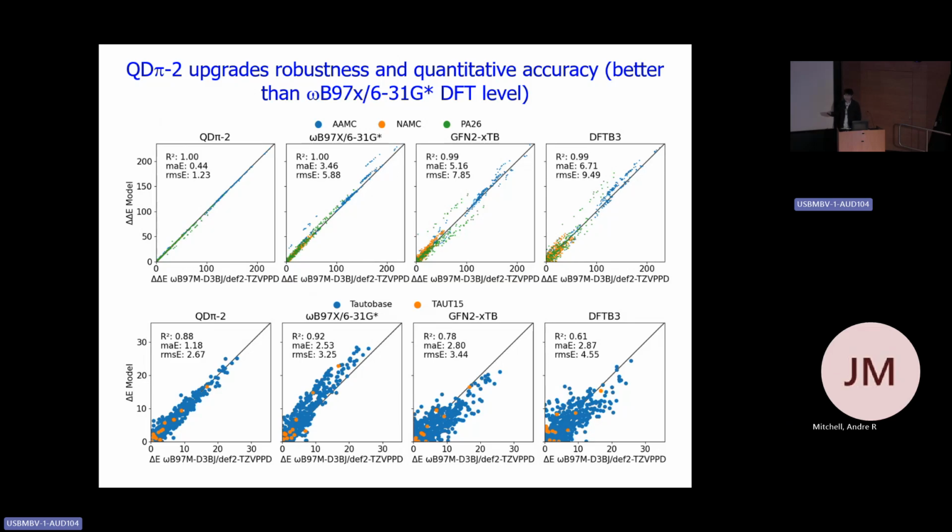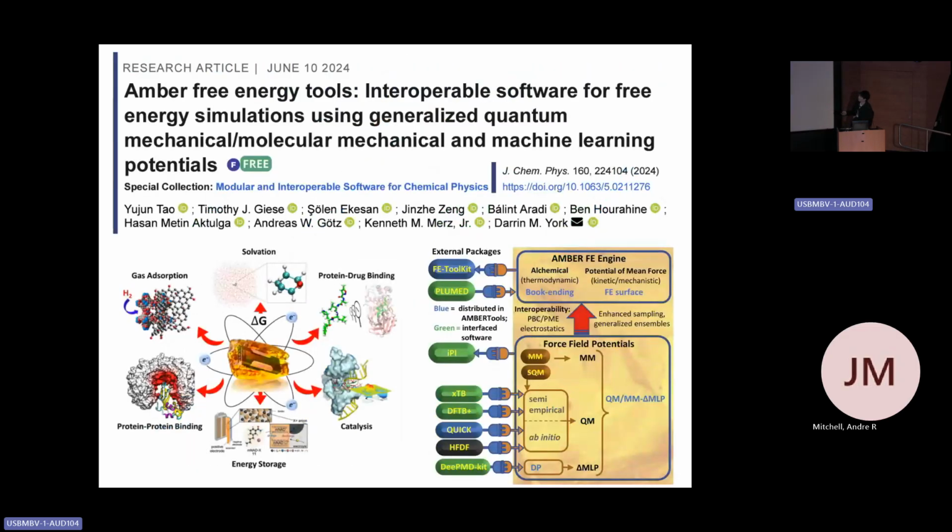Furthermore, it is not only a model, it also comes with the QT-Pi2 data set, which extracts data from various large data sets with the active learning filter to maximize the breadth and reduce the redundancy in the chemical space. Now, all these tools are already in the Amber free energy tools for the QM/MM and the machine learning potentials. You can just try it out.